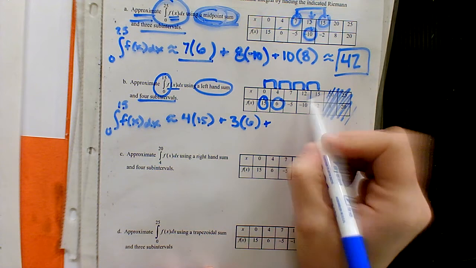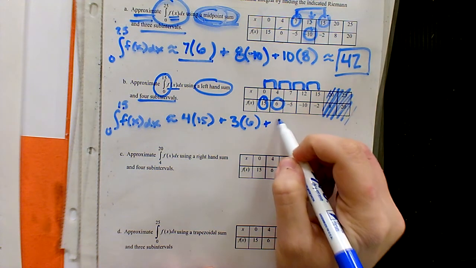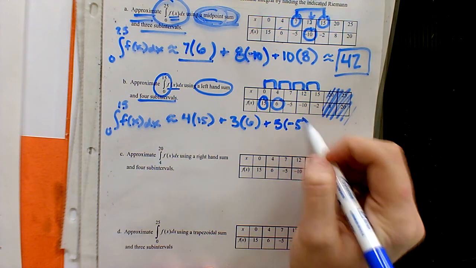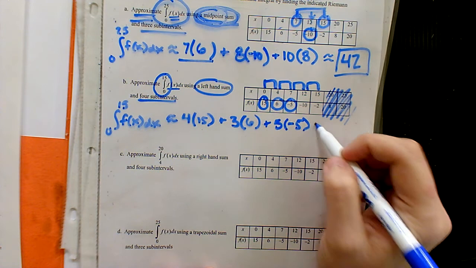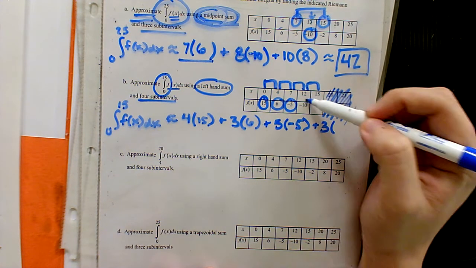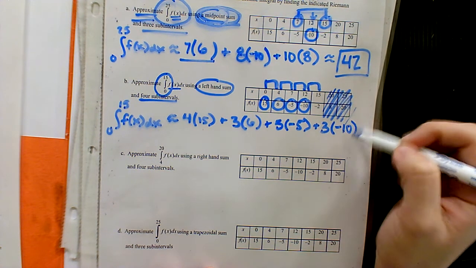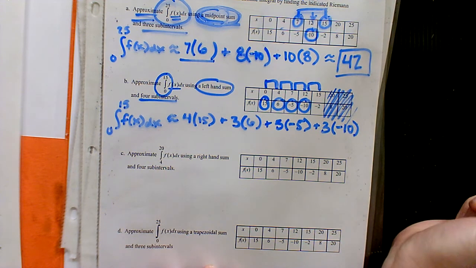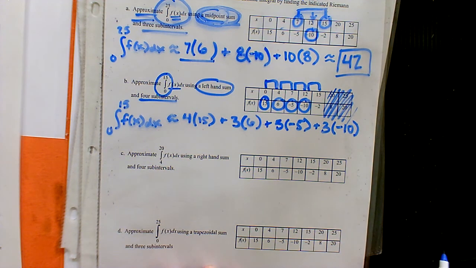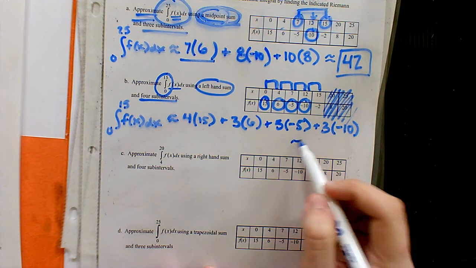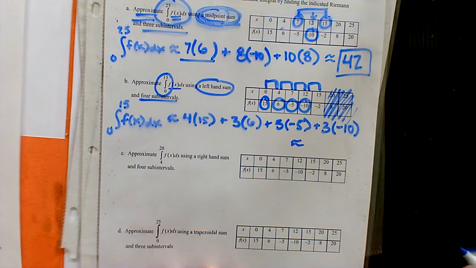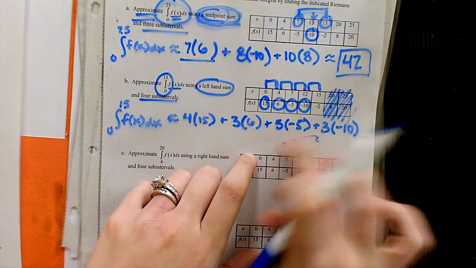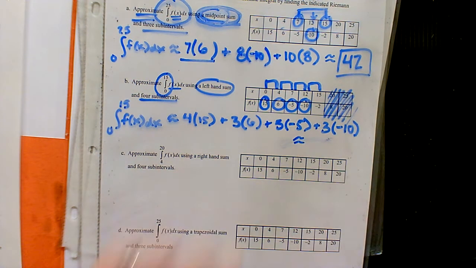Okay, the third rectangle, 7 to 12, 5. Left height is -5, yep. And last rectangle, base of 3, left height, close, -10. All right, calculation, 23.